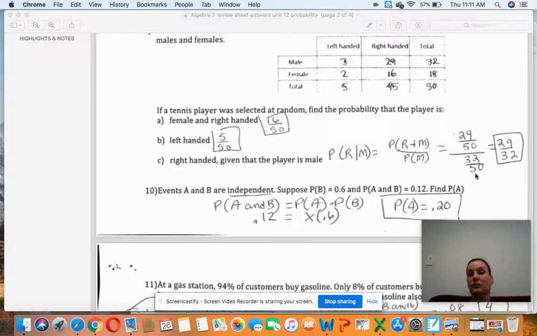And this can go right into your calculator. Just be careful with your parentheses when you're doing it. All right, and if you get a decimal, you're just going to switch it back to a fraction by hitting the math key and fraction.